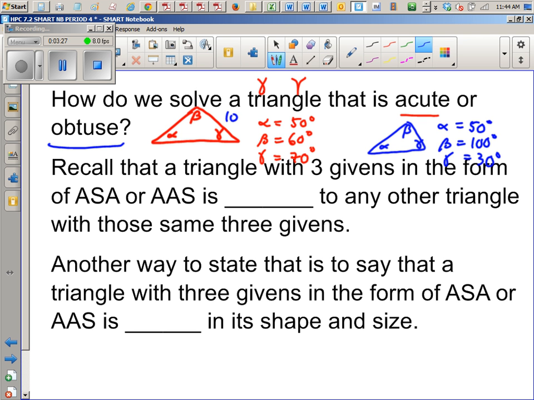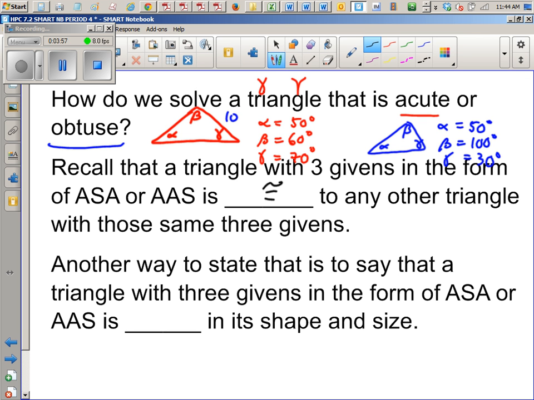So what we're saying is, recall that a triangle with three givens in the form of ASA or AAS is congruent to any other triangle with those same three givens. So if someone says, hey, I've got a triangle that's 50 degrees and 60 degrees and 70 degrees and the shortest side is 10, you can say, well, I've got that triangle too. You can be sure that those triangles are exactly the same. Same area, same perimeters, same exact thing. Maybe they have a different name. One's ABC and the other triangle XYZ or something.